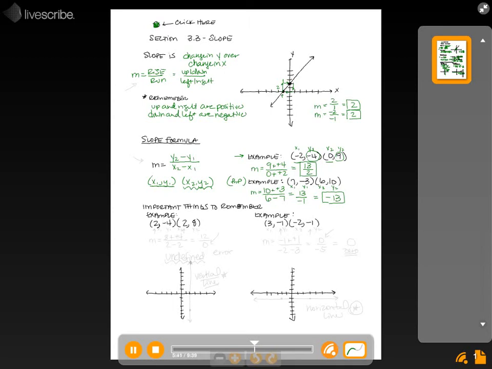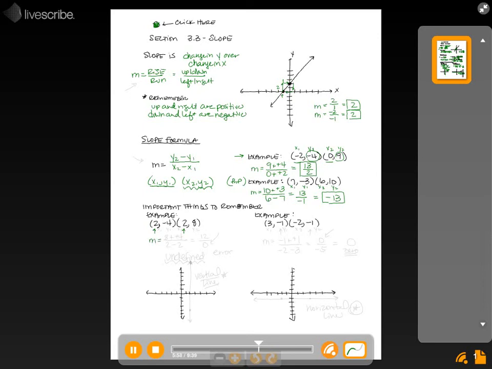Now we got a couple other important things to remember here. I got another example. We're going to work this one out together. It is (2, negative 4) and (2, 8). You should notice something right here. The 2's are the same in both of those, and that's going to be important. That's one thing I want you to see. Let's go ahead and find the slope.